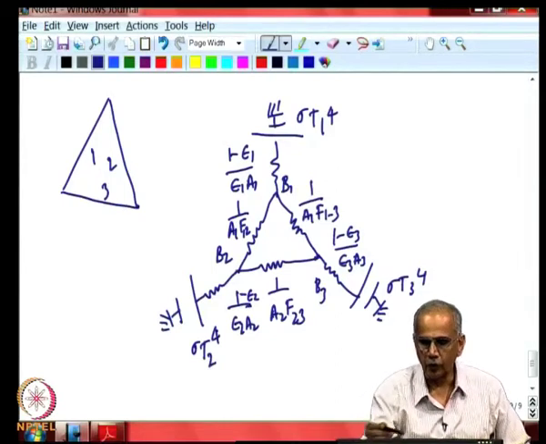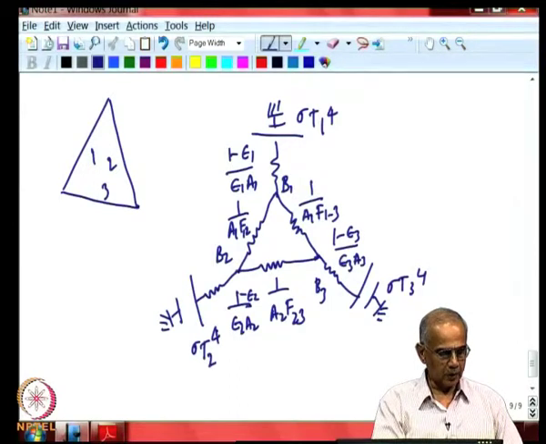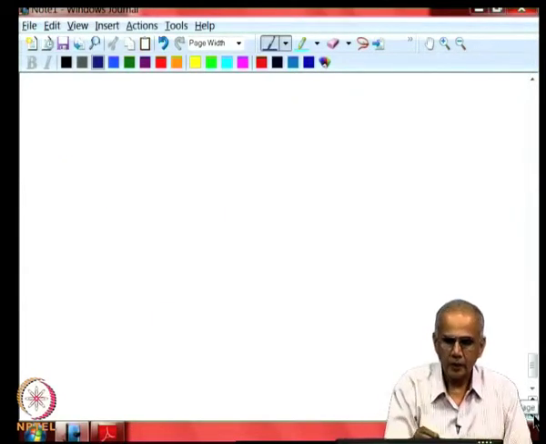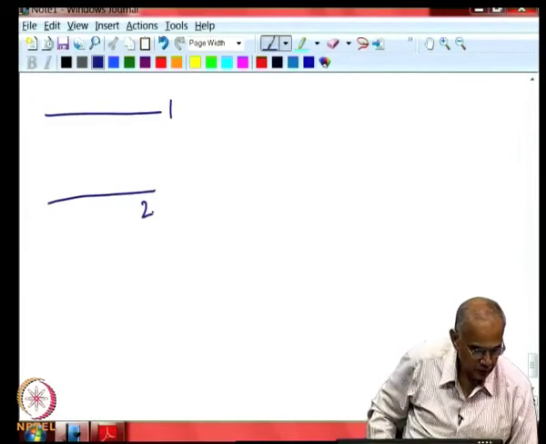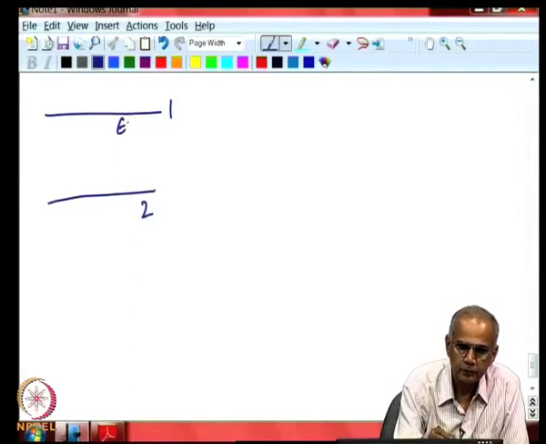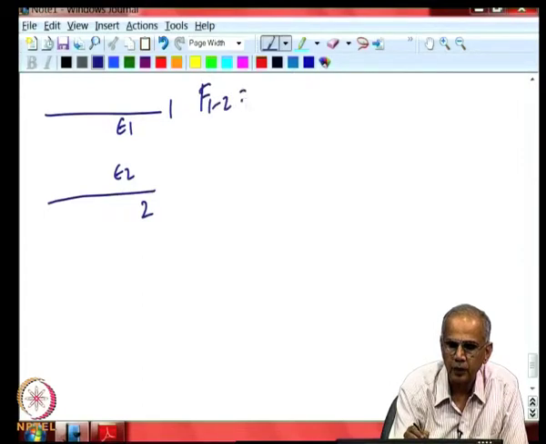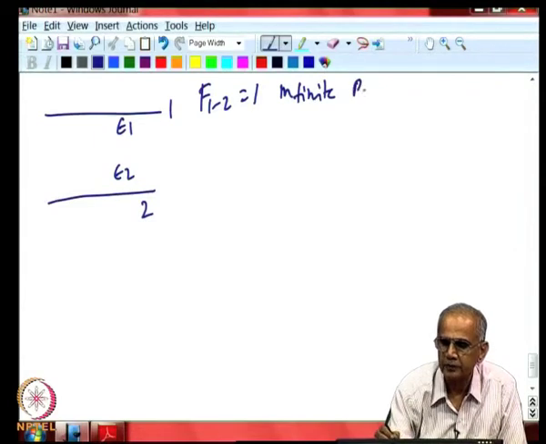So, this circuit we have drawn, but you can see this is quite complicated, may not be easy to solve as it is, but for certain simple cases this can yield very nice results. Let us take a very simple case first. Let us take 2 infinite parallel plates with emissivity epsilon_1 and epsilon_2. Assume there is no other surface. So, F_12 is 1, because they are infinite parallel plates.